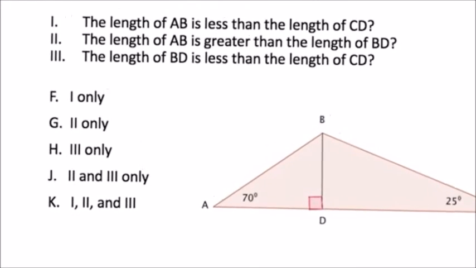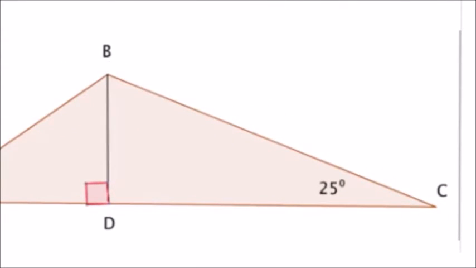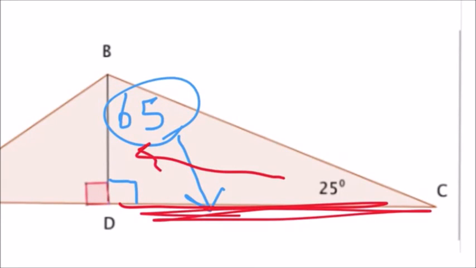Now let's look at part three, comparing BD and CD. So over here, BD is opposite the 25 degree angle. Since this is a right angle down here, BDC is a right angle. Angle DBC has to be 90 minus 25, or 65. So CD is opposite the larger angle as compared to BD. BD, of course, is opposite the 25 degree angle. So the longer side will be CD. CD will be longer than BD because it's opposite the 65 degree angle, which is larger than 25.